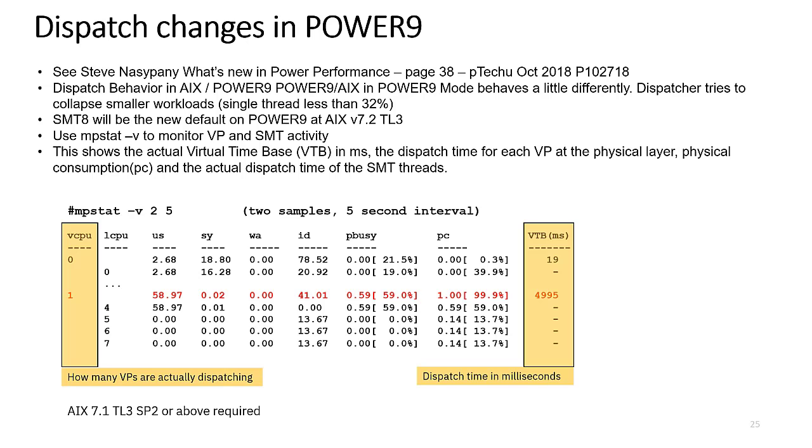So if you install a VIO server on a Power 9, you'll see it running in SMT8. Prior to Power 9, everything was running in SMT4, and you had to switch to SMT8. There's also a command called mpstat -v that actually lets you monitor your virtual processor and SMT activity. If you look at this, it shows you how many virtual processors are actually dispatching, what their utilization is, what their processors consumed is, how busy they are, and so on. And it gives you the dispatch time in milliseconds as well. This comes in at AIX 7.1 TL3 SP2.